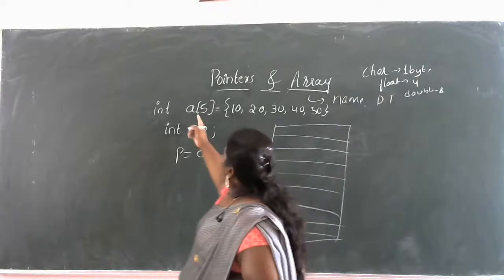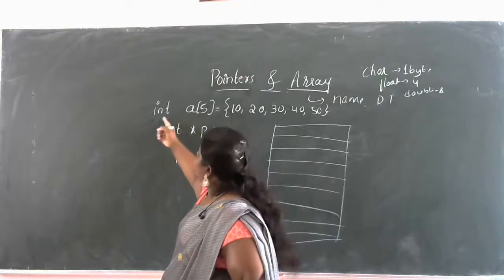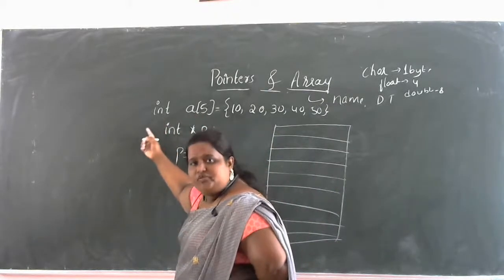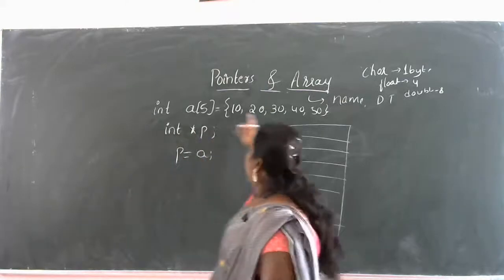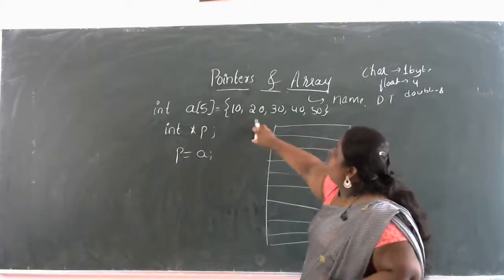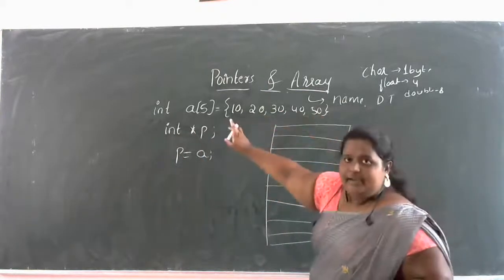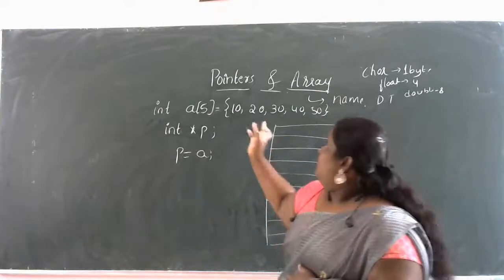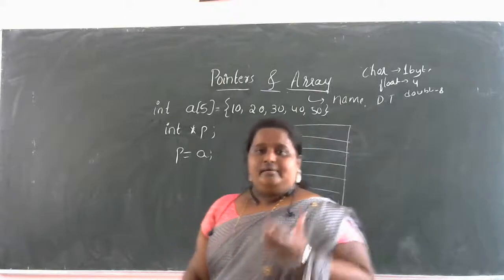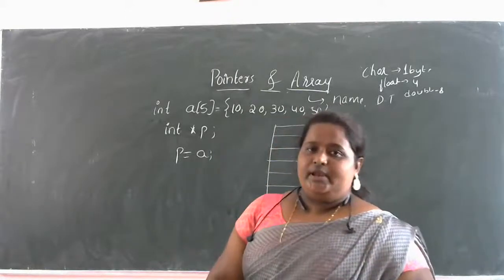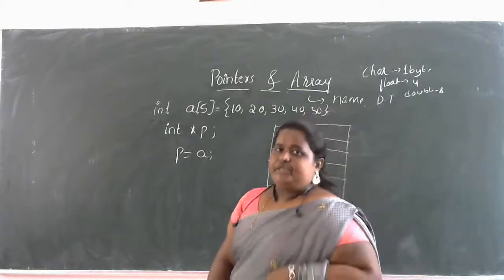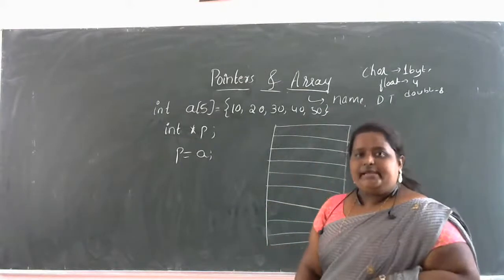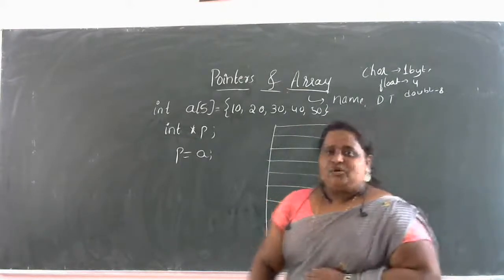Okay, here array a is of type integer, so 2 bytes of memory will be allocated. That means each and every element of your array is allocated with 2 bytes of memory.